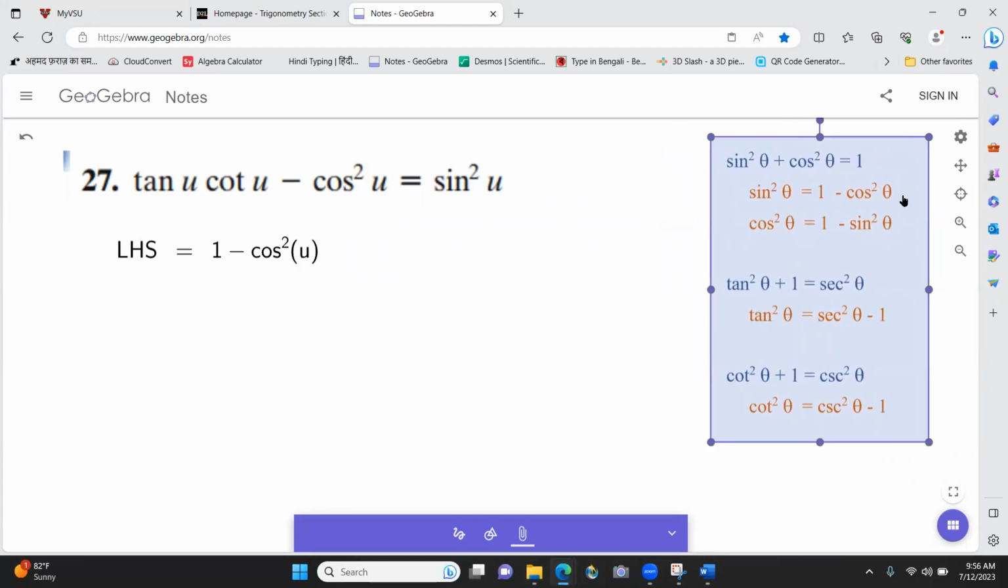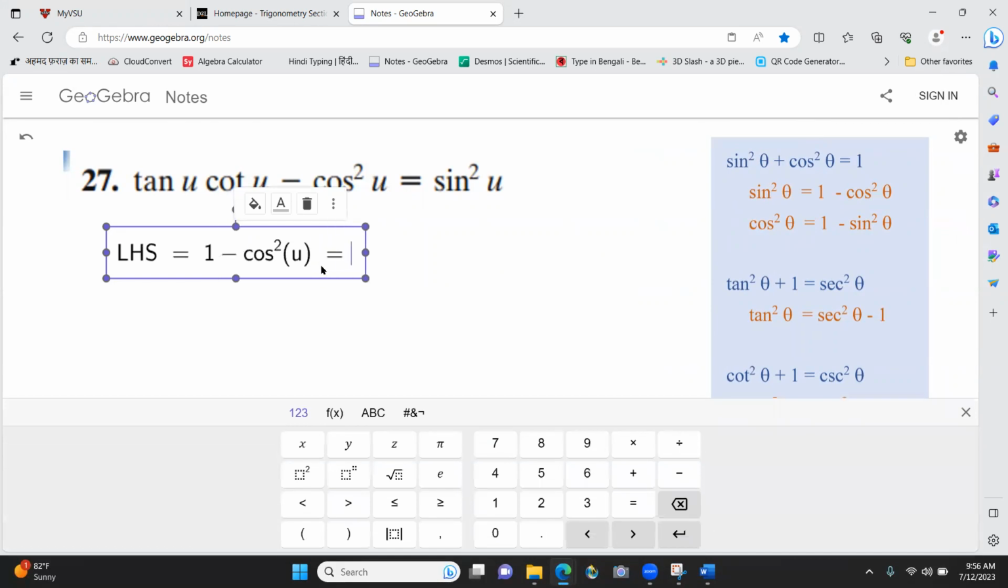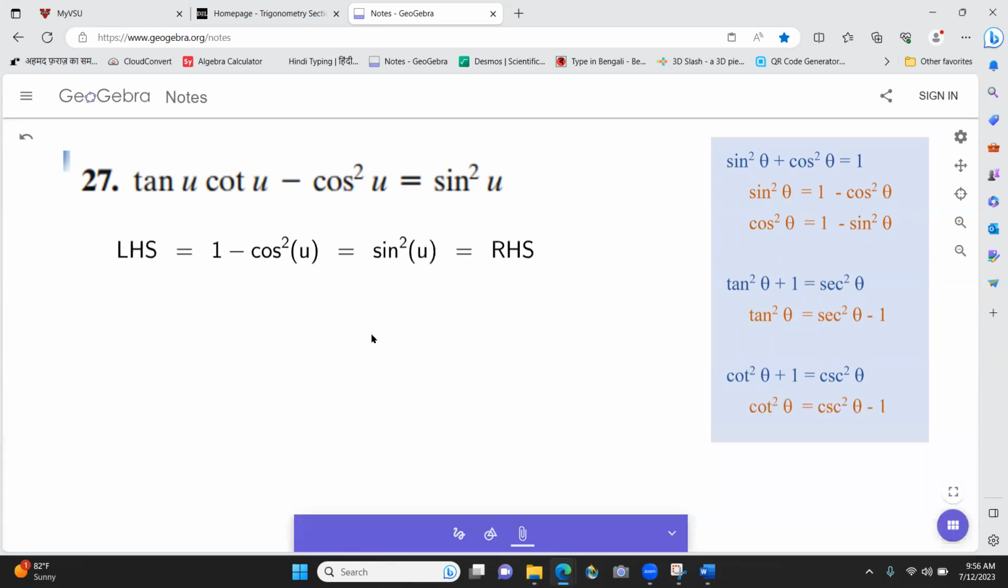And 1 minus cosine squared theta right here, from the first orange one, I can write is equal to sine squared theta. I'm just going to write u. Okay. And this is the right-hand side. Done. Any questions from anyone?